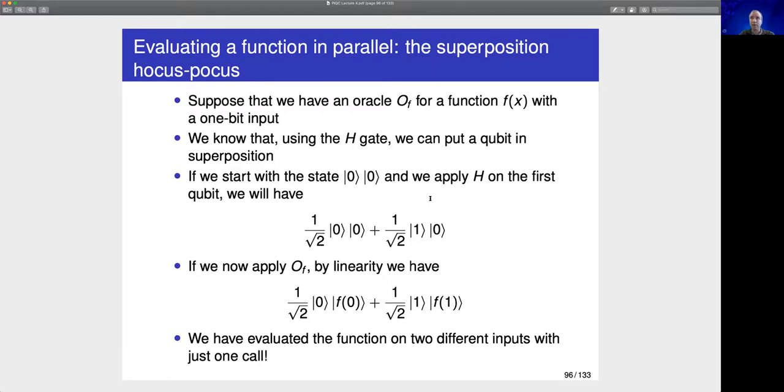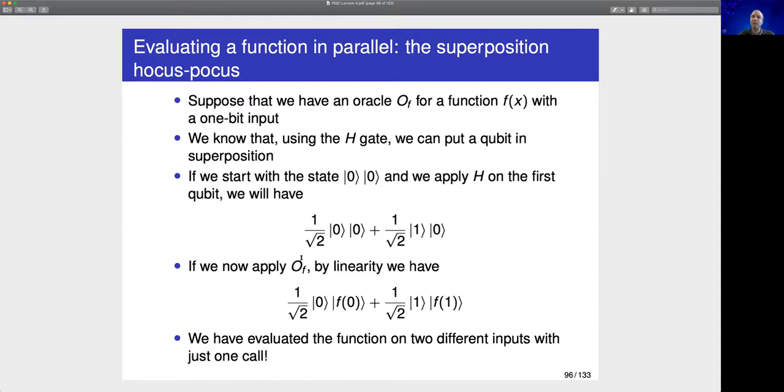So we have a Boolean variable as input and a Boolean variable as output. What we can do in this case is, for the input of the function, use a superposition. We are going to use the Hadamard gate, and we are going to put the qubit of the input in superposition. So we start with the state 0, 0. We apply the Hadamard on the first qubit, and then it's easy to check that we obtain this state here, which is a superposition in the first qubit of 0 and 1.